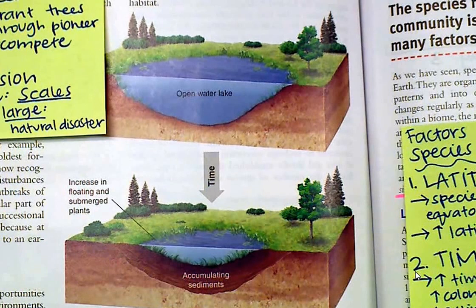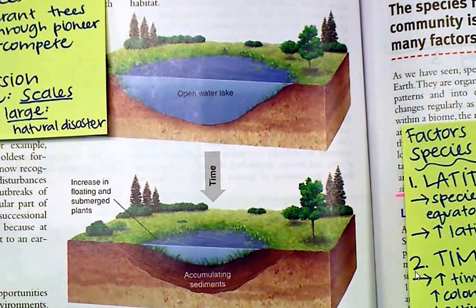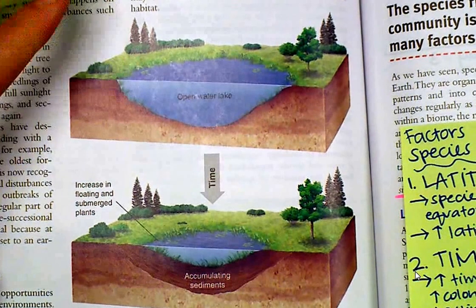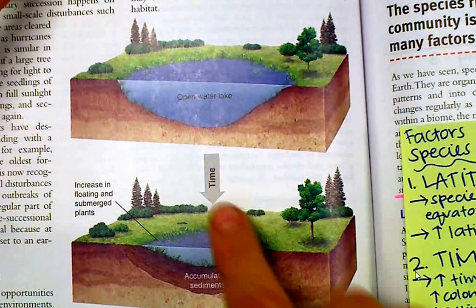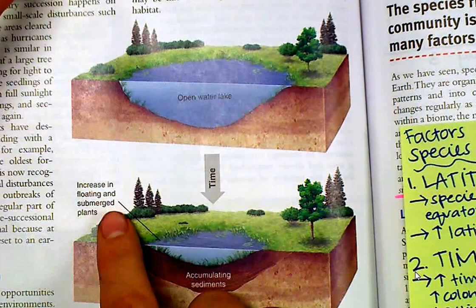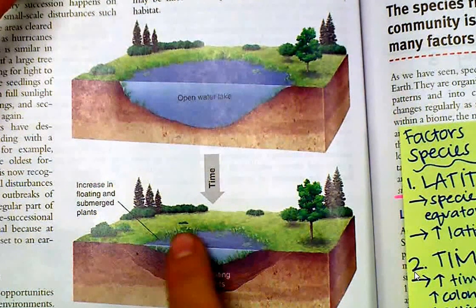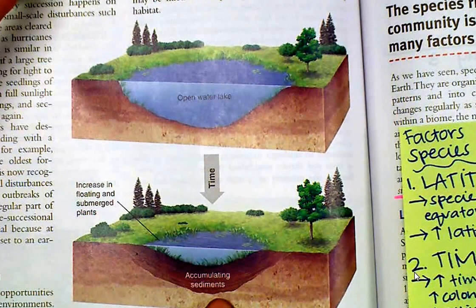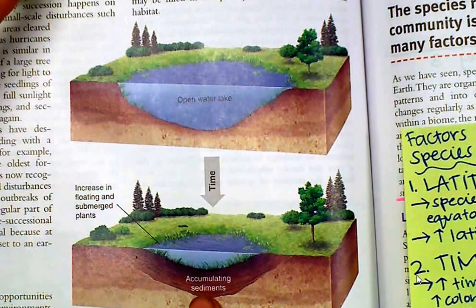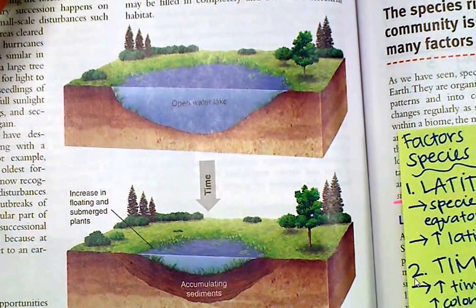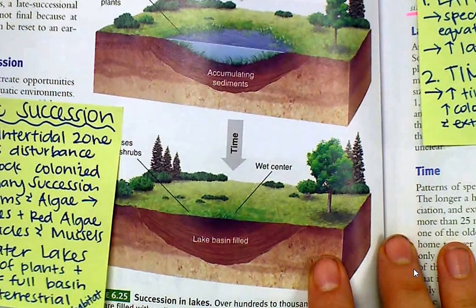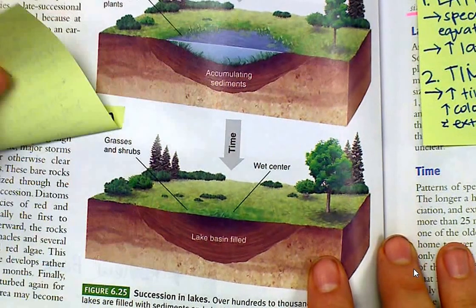Okay, so we're starting with the open water lake. There's a low freshwater lake, and then after time, increasing floating and submerged plants fill in this area here. We're accumulating sediments, things are pooping and dying and all kinds of things, plants and animals alike. And then at the end, we have the lake basin has been filled up.